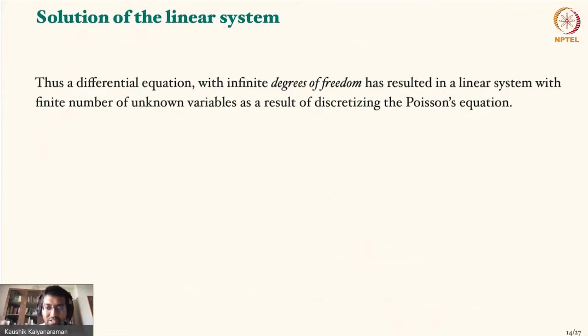We write it down as some expression and so on. But there are an infinite degrees of freedom in a smooth problem, and we have converted it into a linear system with a finite number of unknowns. This is a standard thing in scientific computing or numerical analysis.